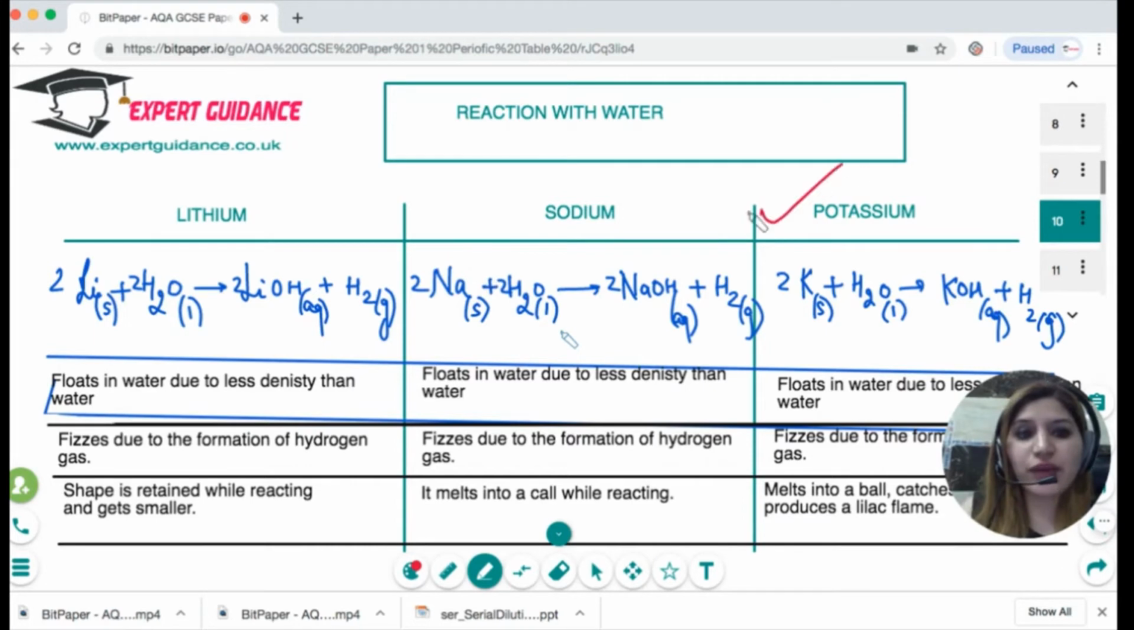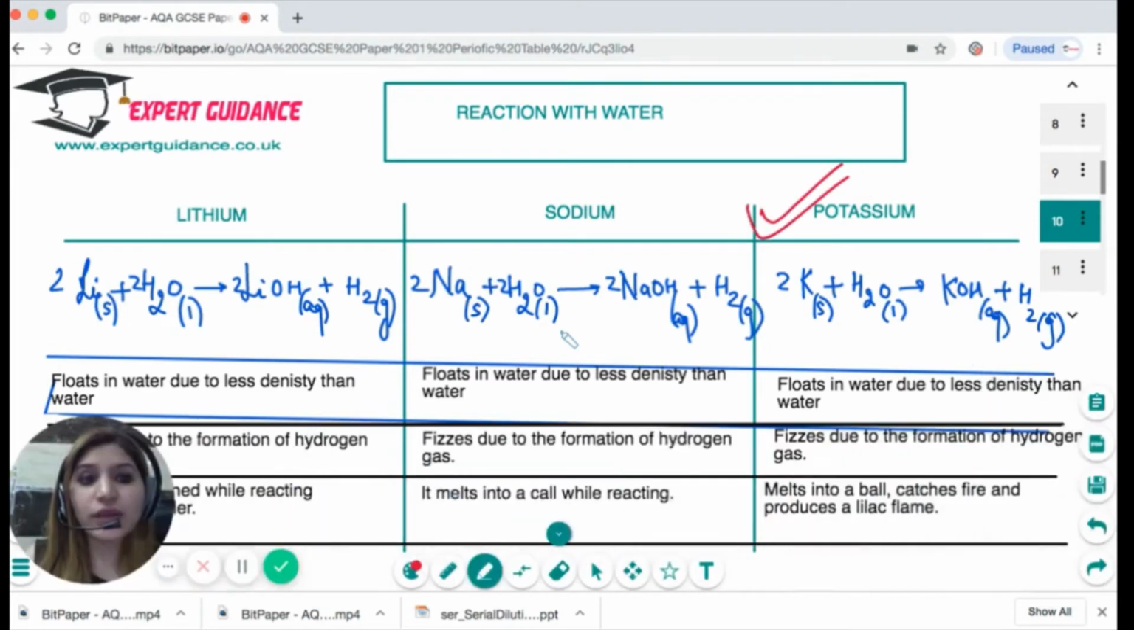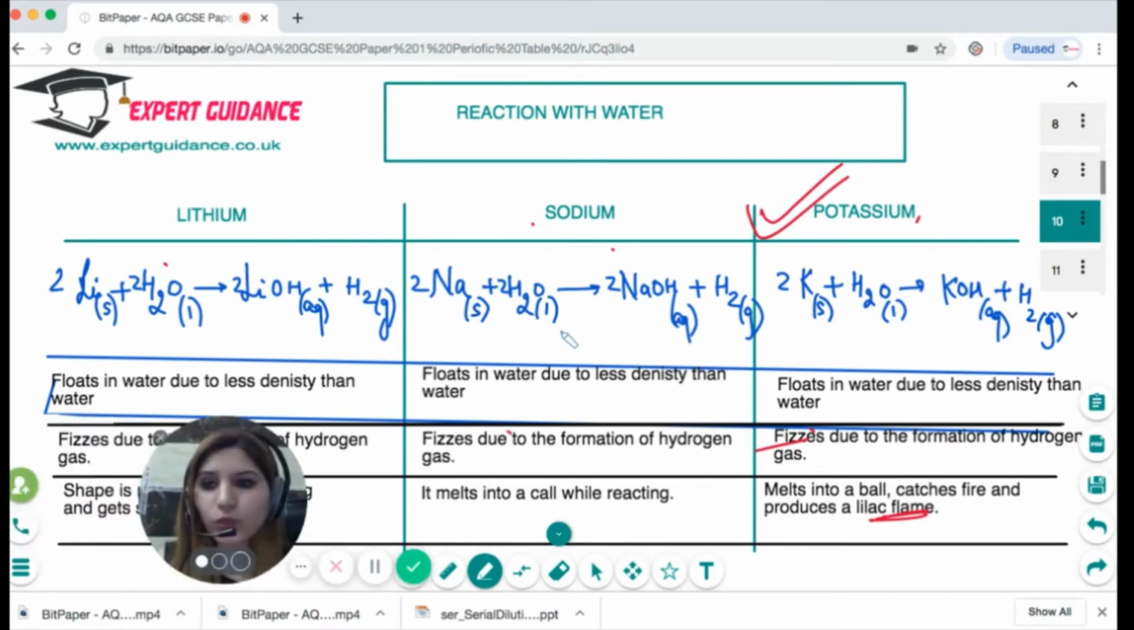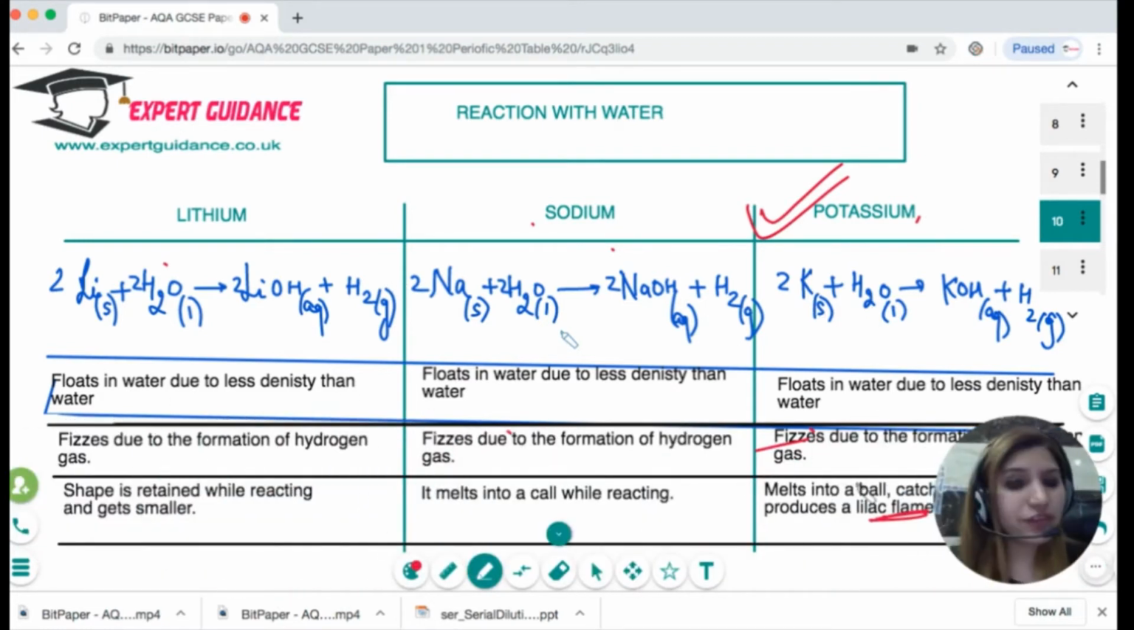Now, as you know, the reactivity with the water will increase down the group. So when you have the reaction with potassium, we will see that there's a very violent fizzing, and the potassium will quickly melt into a ball and catch fire and produce a lilac flame. Whereas sodium will react a little bit more gently. All of them, lithium, sodium, potassium, as I told you, alkali metals have low density. We'll see they will all be floating in water.